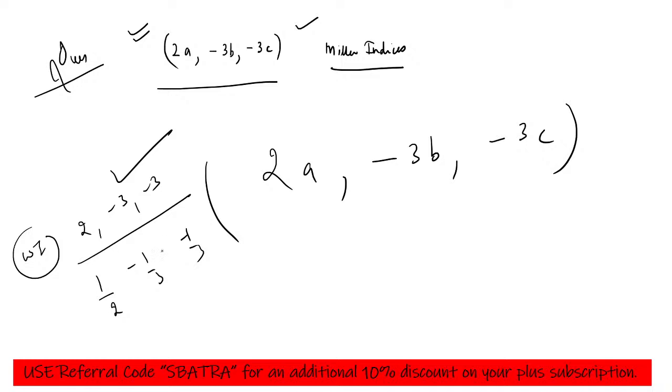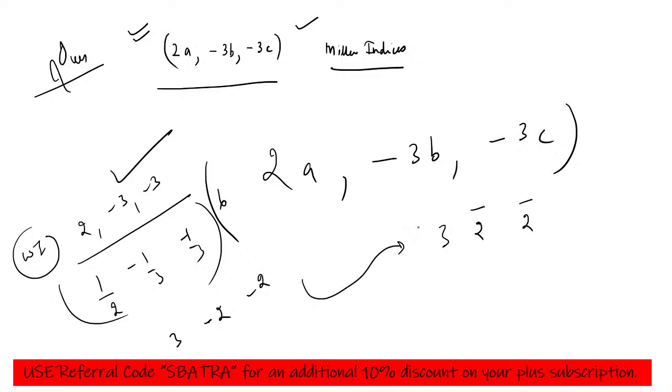So if I multiply these values with 6, this will be 3, minus 2, minus 2, okay. So the correct Miller indices would be 3, 2 bar and 2 bar. This is going to be your correct Miller indices.